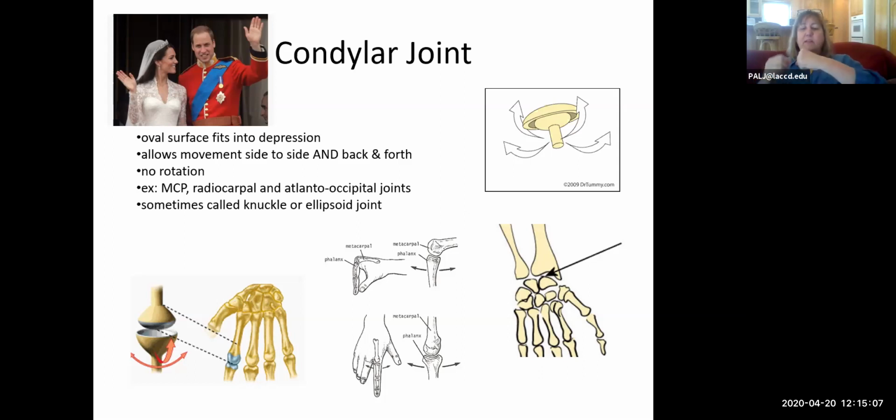And so examples of these are your knuckles here between your metacarpal and your phalanges, also between the radius and the carpal bone that's right there, and also between the atlas and the occipital condyles. That lets you nod your head yes. So sometimes these are called knuckle joints or ellipsoid joints because they're oval in shape, but we're just going to go with condylar joints.